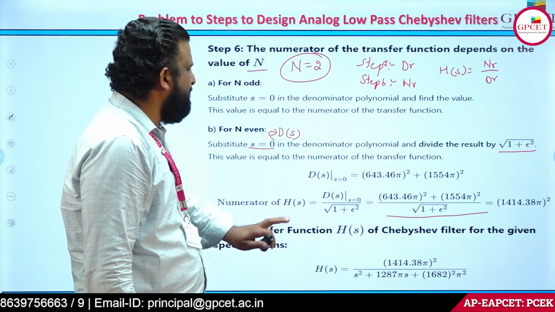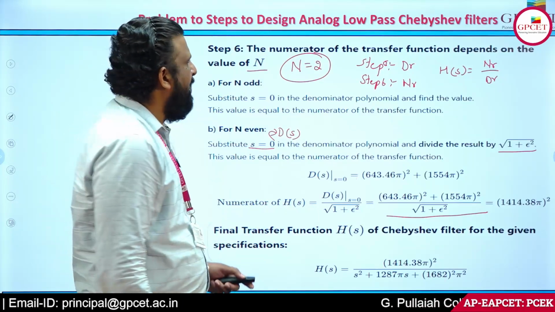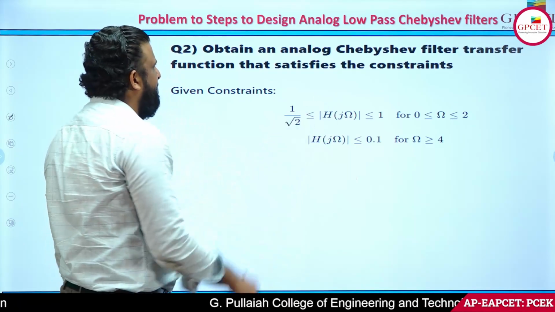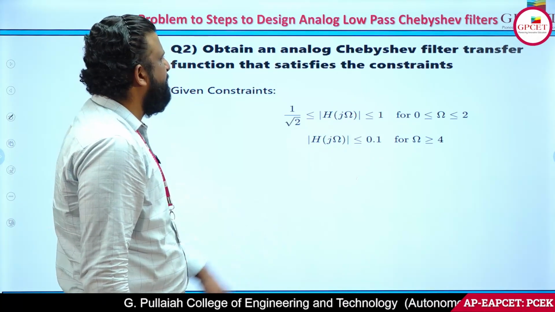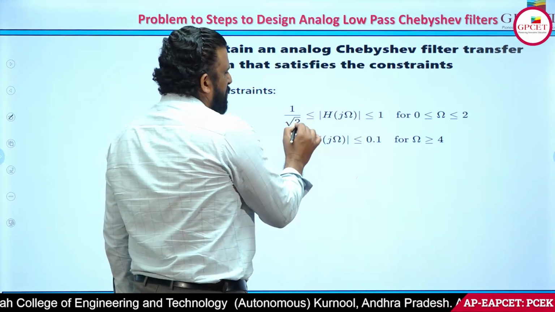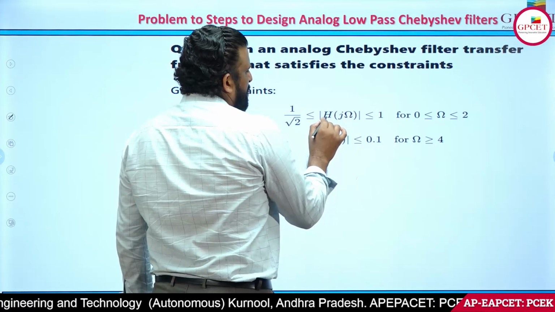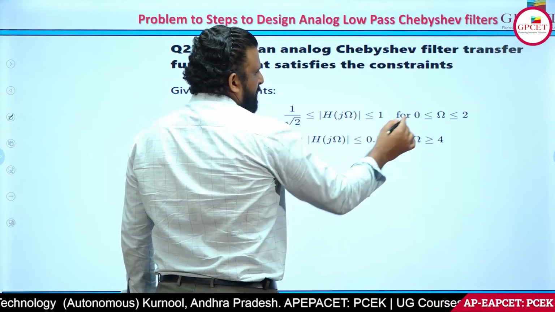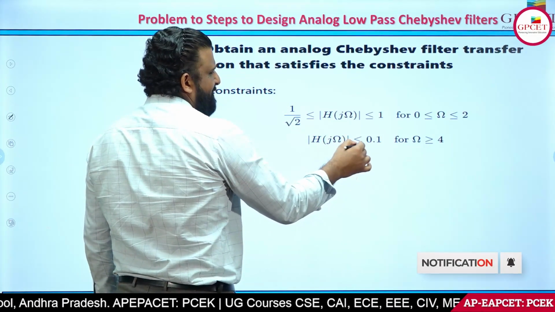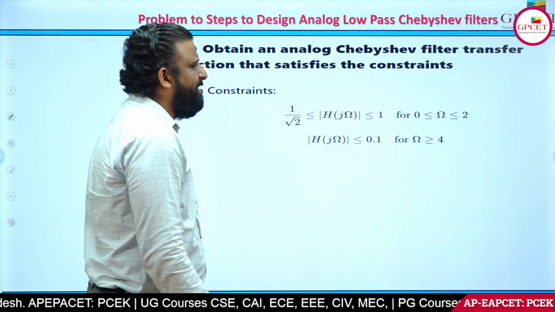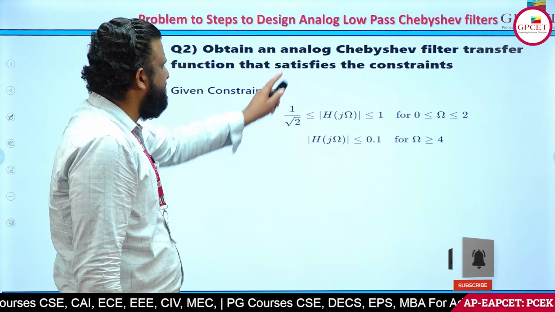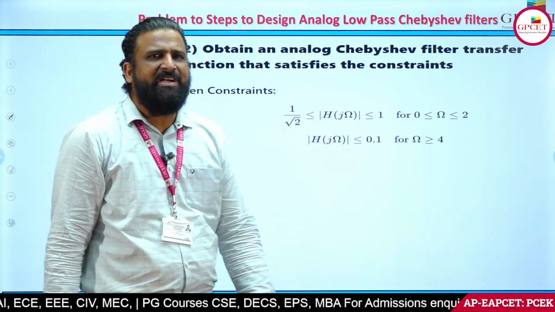This is one kind of specification, and we will take another problem with specifications in another form. Obtain an analog Chebyshev filter transfer function that satisfies the constraints. What are the constraints? 1 by square root 2 less than or equal to |H(j omega)| less than or equal to 1 for 0 less than or equal to omega less than or equal to 2, and another specification, |H(j omega)| less than or equal to 0.1 for omega greater than or equal to 2. So with the help of these constraints, we have to design the analog Chebyshev filter transfer function.